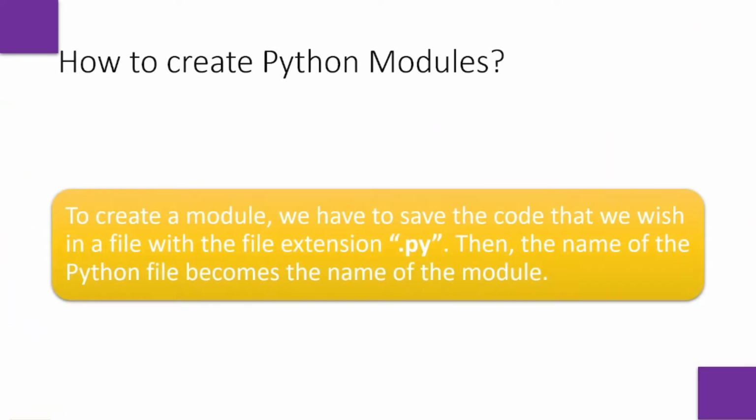How to create Python modules? To create a module, we have to save the code that we wish in a file with the file extension .py. Then the name of the Python file becomes the name of the module. Let's see with an example.